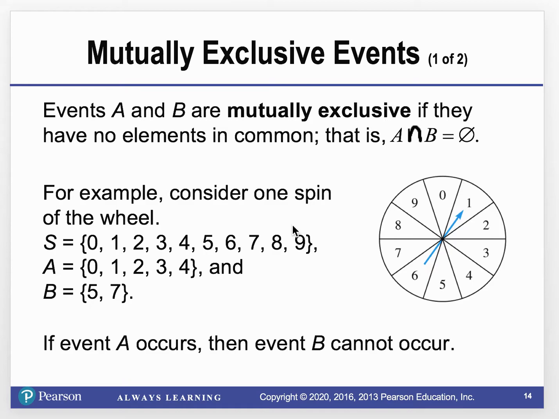I think a better example of that is what we just talked about, the ace and the queen. What's the probability you draw an ace and a queen? You can't. There's not one card that has an ace and a queen on it. So that's called mutually exclusive: if your events cannot happen at the same time.